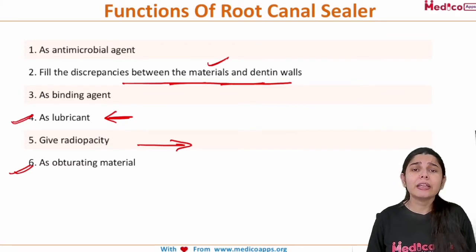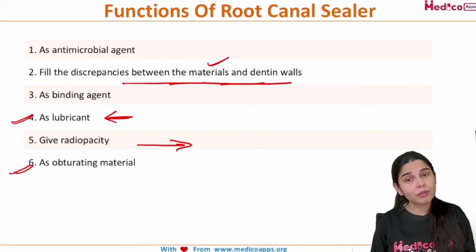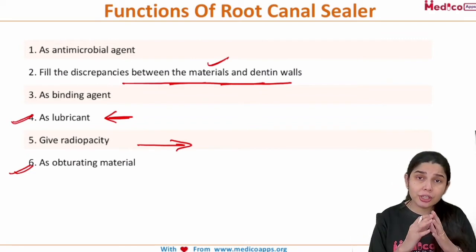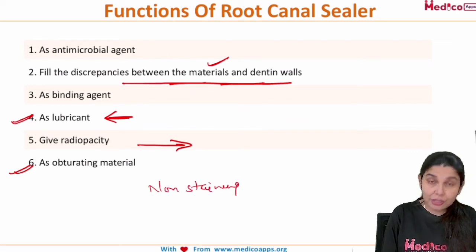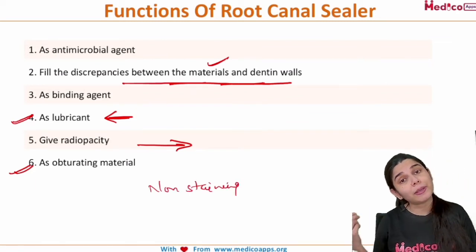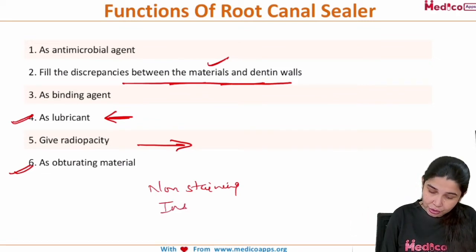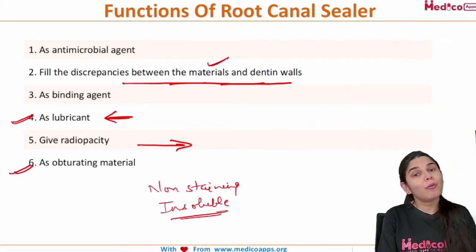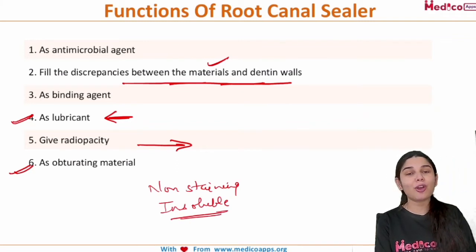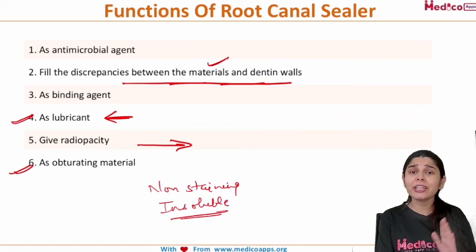Other than that, there are certain more functions, or the ideal requirements of the root canal sealer, is that they should not stain. They should be non-staining material. This is one of the major requirements which we require. Other than that, they should be insoluble. I hope you understand that if it is soluble, what is the use of putting it along with the obturating material? So it should be insoluble in tissue fluids.